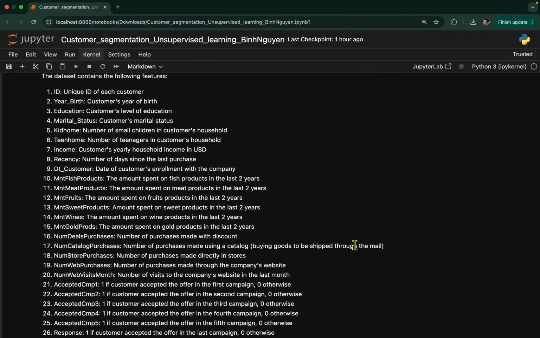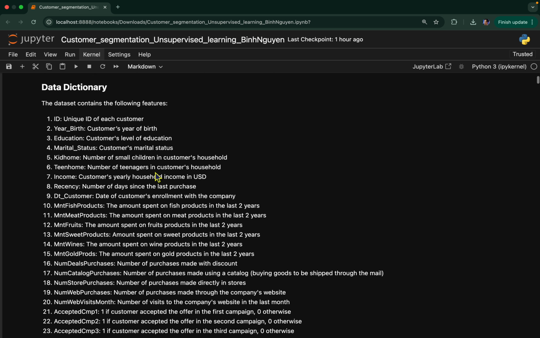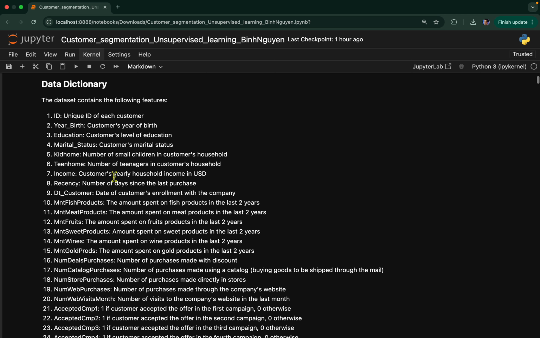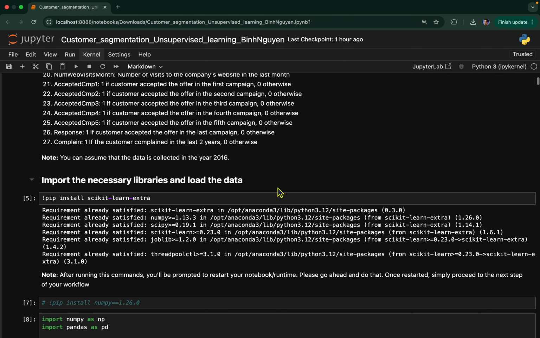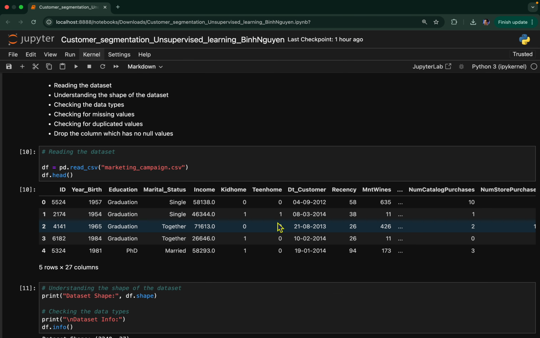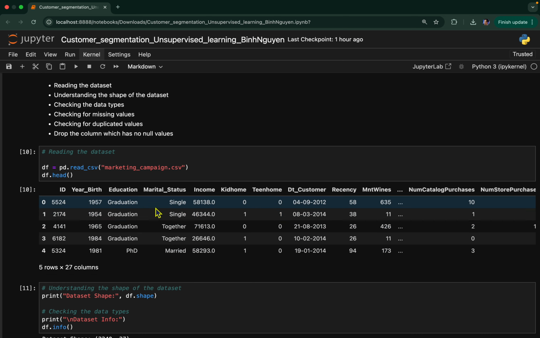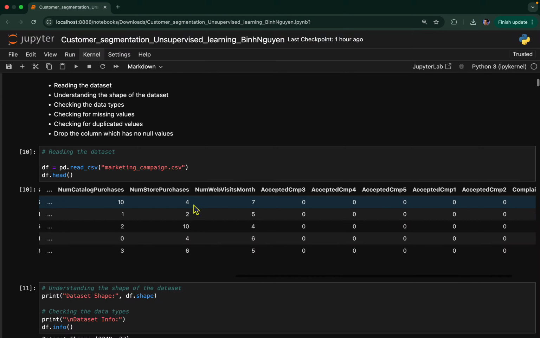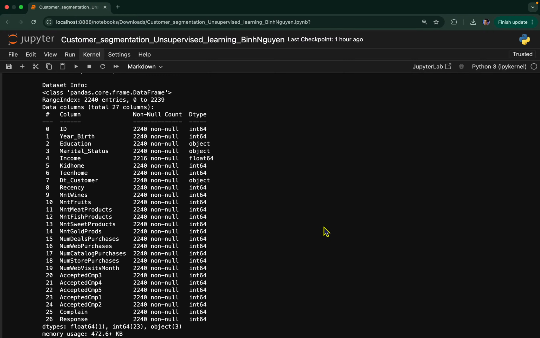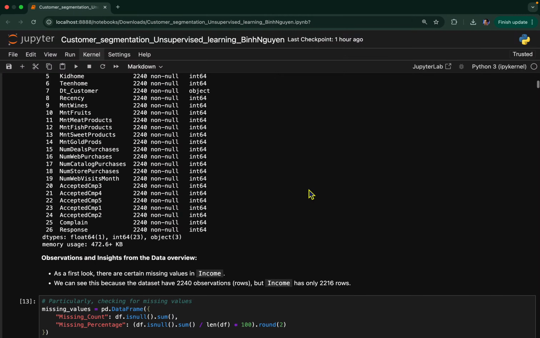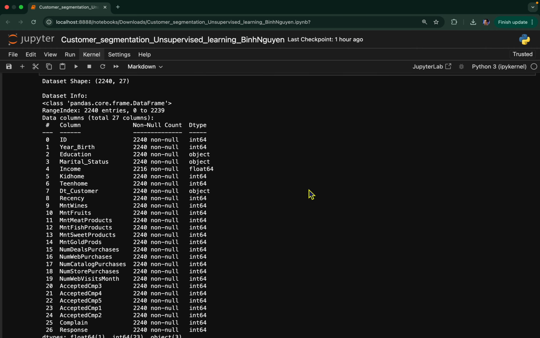So I refer to my notebook here. Here is the data dictionary. You can see the dataset contains a lot of raw features like this. You feel free to discover it, and here is a glimpse of the dataset. We have ID, year birth, education, and so on, and a lot of features like this. And here is the overall info of the data, not the summary statistics yet.